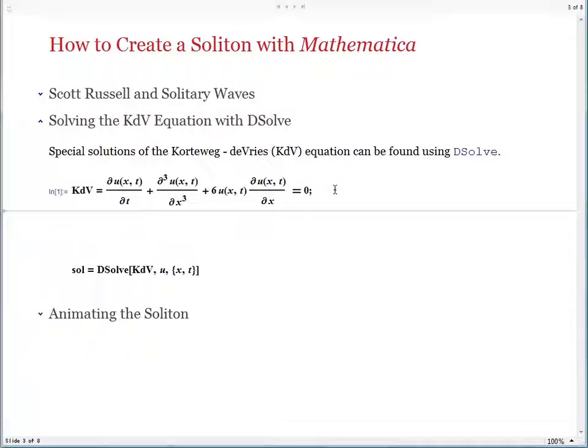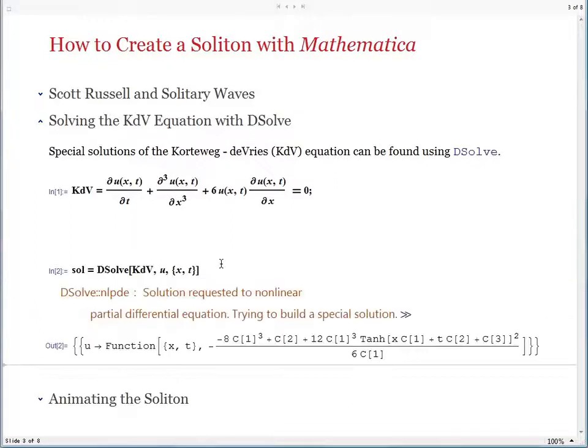It is a partial differential equation, but even more, it's a nonlinear partial differential equation, so here is a nonlinear term. Now, the fact is that such nonlinear PDEs can seldom be solved in complete generality, so when you give this problem to DSolve to solve, then DSolve complains: solution requested to a nonlinear partial differential equation, trying to build a special solution. And this special solution depends upon three parameters C1, C2, and C3.